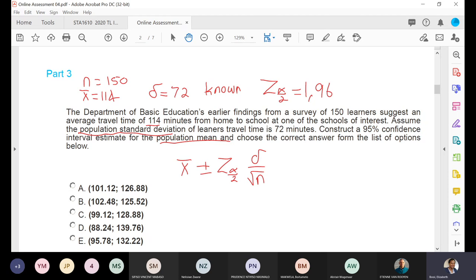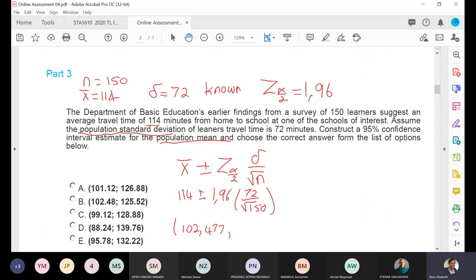How did you substitute? What is your X bar? It's 114, plus or minus your critical value of 1.96. Now, the population standard deviation, 72, divided by the square root of 150. And on the minus side? 102.48. If we didn't round it off, we can round it off from there.